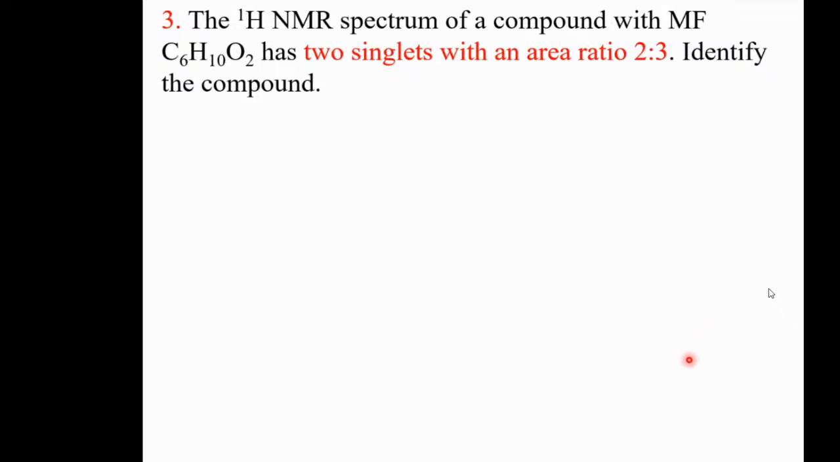Okay, here's another problem. The proton NMR spectrum of a compound with molecular formula C6H10O2 has two singlets with an area ratio of 2:3. Identify the compound. The information given seems to be very limited, but it is not that difficult. Can anyone suggest a compound? The molecular formula is given, and it has only two signals, two singlets with a 2:3 ratio.